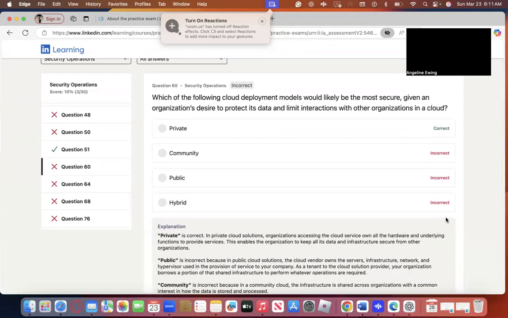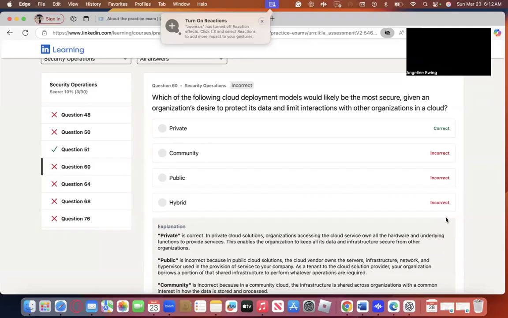Which of the following cloud deployment models would likely be the most secure given an organization's desire to protect its data and limit interactions with other organizations in the cloud? That would be private. Private is correct. In private cloud solutions, organizations accessing their cloud service own all the hardware and underlying functions to provide services. This enables the organization to keep all its data and infrastructure secure from other organizations.